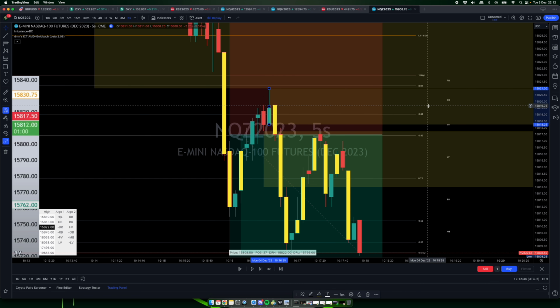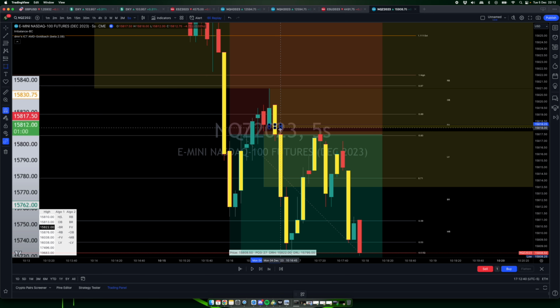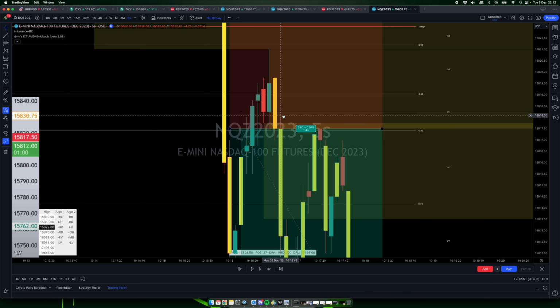In the order block GB level, we have our fair value gap. Now, Goldbach says the fair value gap will be from here to here somewhere. So you got your fair value gap. Now, critically, what do we have here? This is called a hippo.